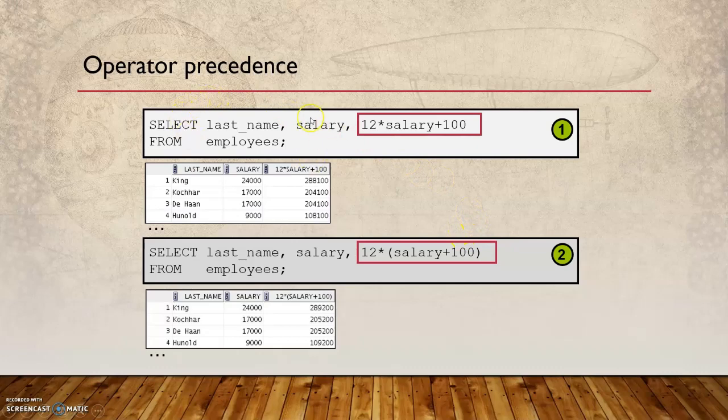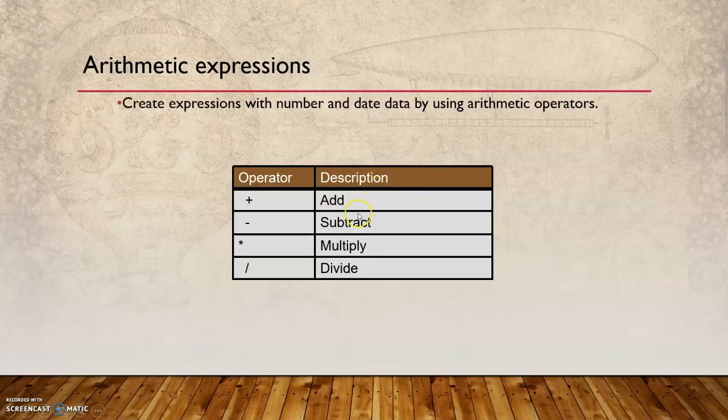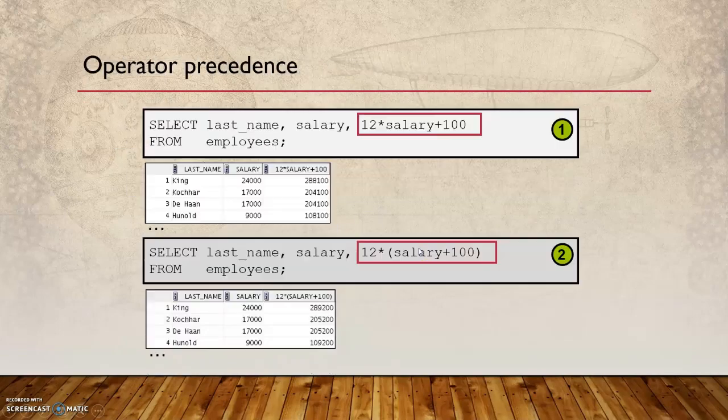And this is important: operator precedence. Looking at last name and salary, multiplication and division have higher precedence, and then addition and subtraction. Just think about this one: 12 times salary plus 100. What happens is first the multiplication happens, 12 times salary, and then it goes into the addition, the plus, and that's where you have this value.